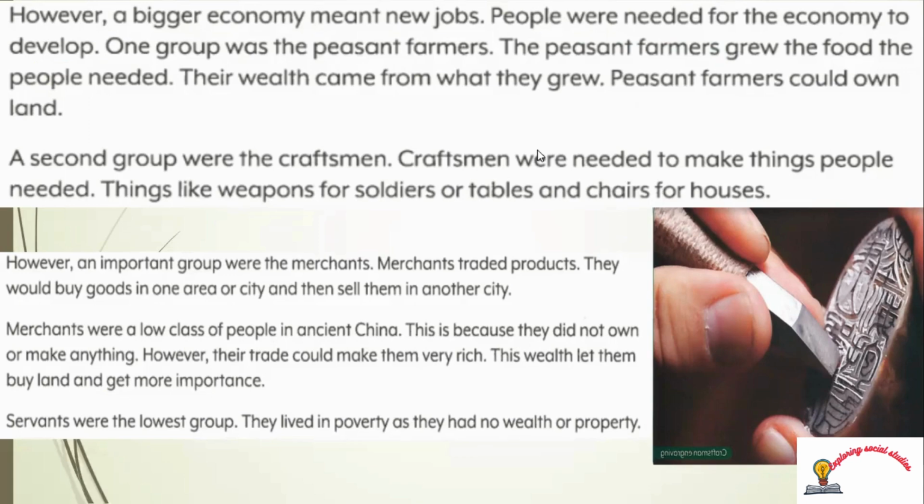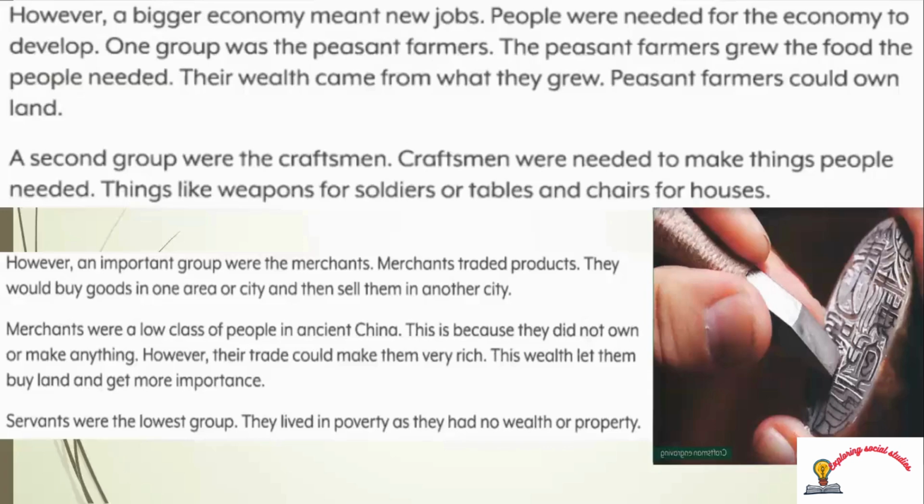A second group were the craftsmen. Craftsmen were needed to make things people needed, things like weapons for soldiers or tables and chairs for houses. However, an important group were the merchants. Merchants traded products. They would buy goods in one area or city and then sell them in another city.